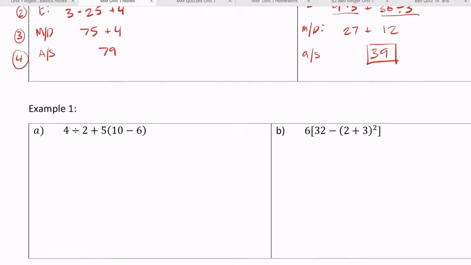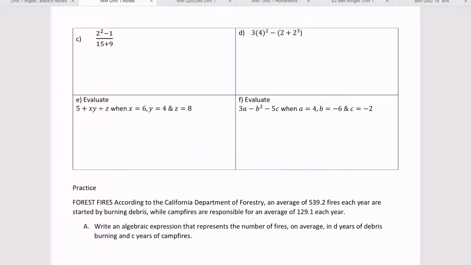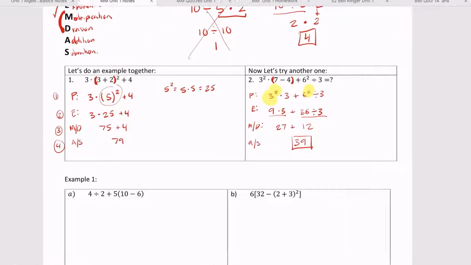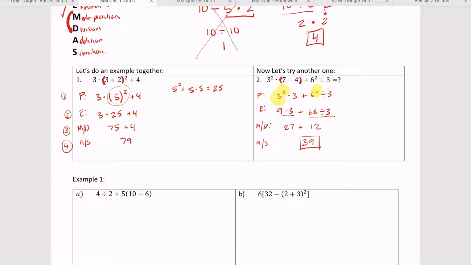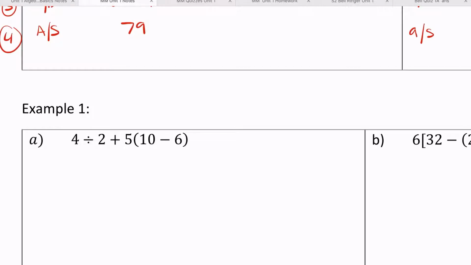Okay? So for example 1, there's A, B, C, D, E, F. I would like you to pause and do these problems, okay? And then you can check. All right? All right, here we go. So number 1, we do parentheses. So we leave these all the same and write all this out every time. That way you don't have mistakes.